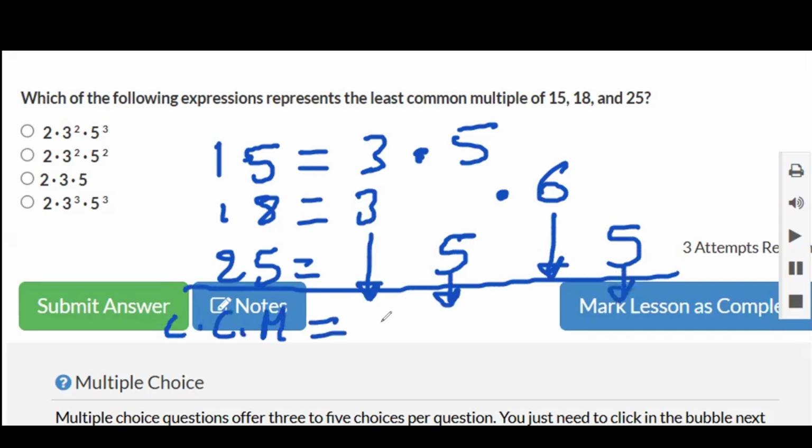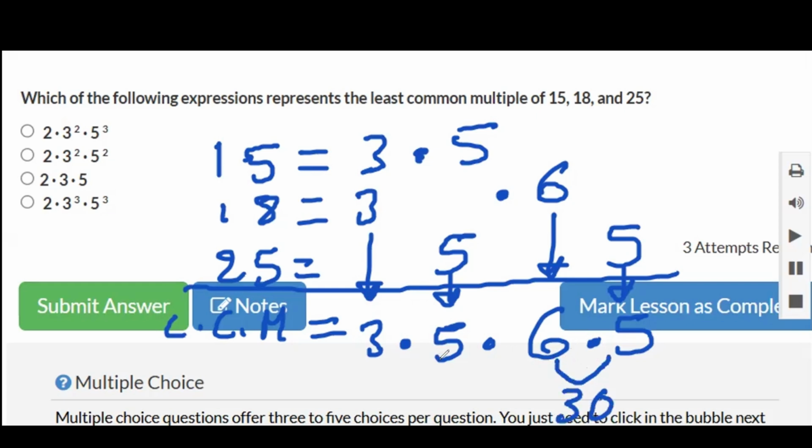3, 5, 6, 5. And then 6 times 5 is 30. And 3 times 5 is 15. So 30 times 15 is... They don't need the number. They need just the factors. So we have factors 3 and 6. We need to factorize.